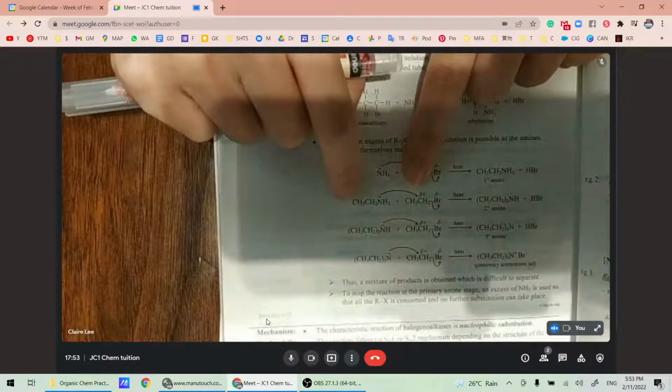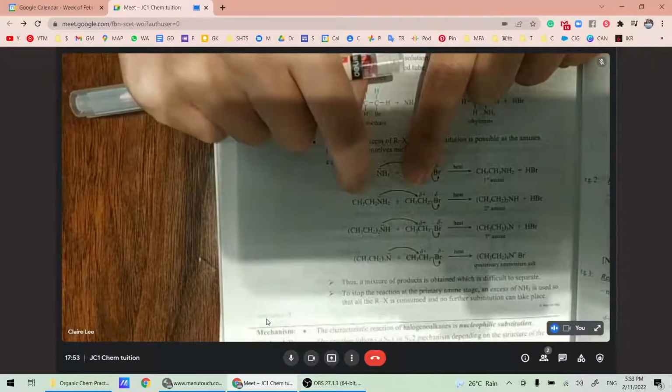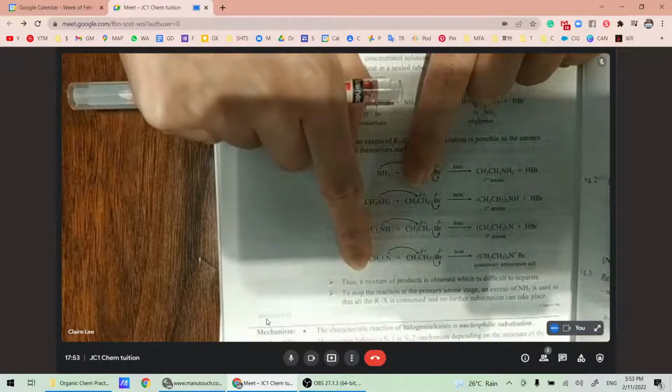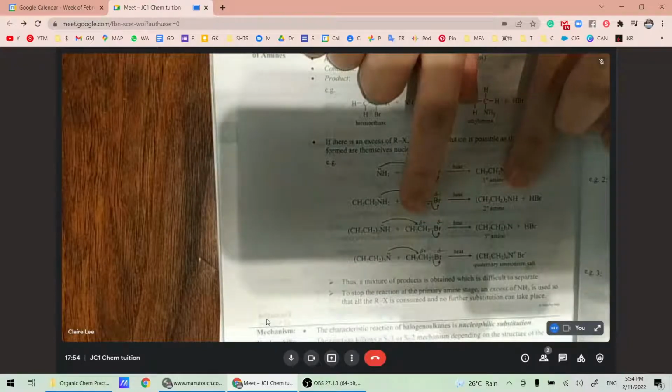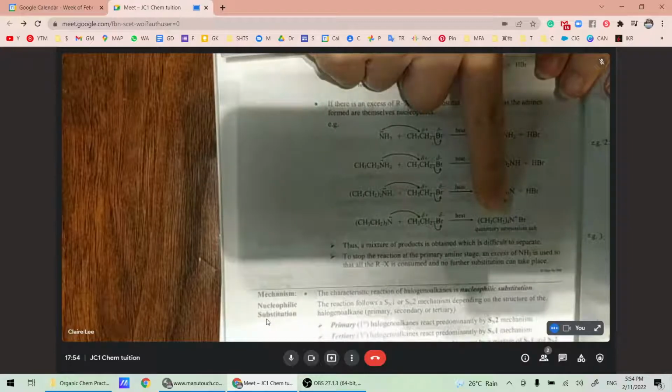Okay, so this is my primary amine. It will subsequently attack and then give you the following products. So you get a secondary amine, then you get a quaternary. I think I just finished everything in one line.